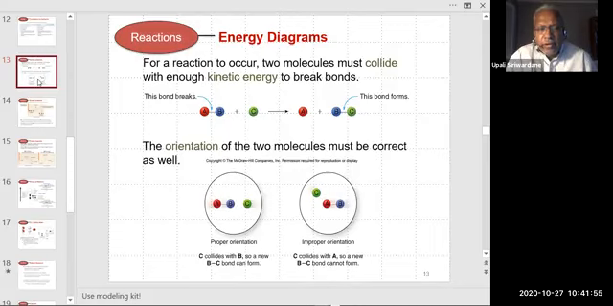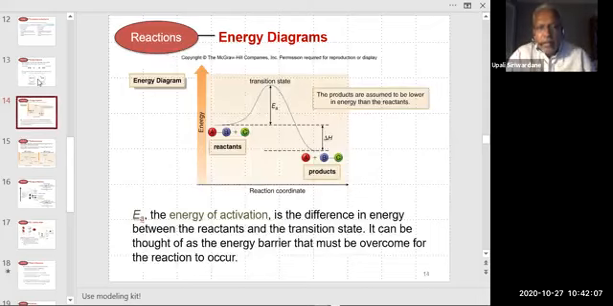How molecules collide matters: the orientation of the two molecules must be correct. Only correct orientation leads to the correct product. This is explained in the diagram here. When A and B react with C with the right orientation, they collide and go to the transition state where the bonds between A and B are breaking and bonds between B and C are formed.